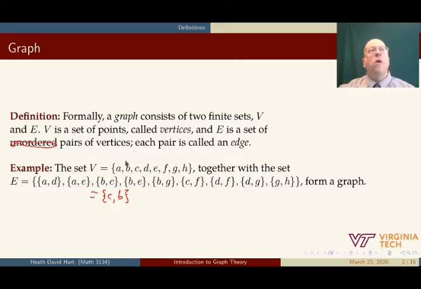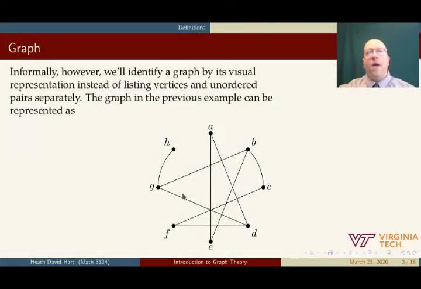Informally, though, we rarely think of the listing of vertices and the listing of edges. Instead, we come up with a visual representation that has the same set of vertices and the same set of edges. And so the graph from the previous example could be represented using this representation here.